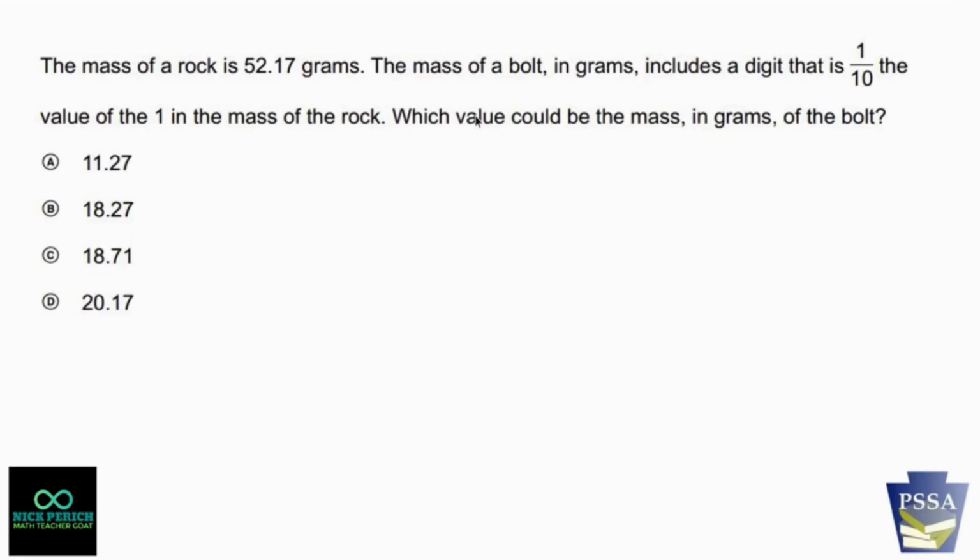Let's take a look at the rock's mass. The rock's mass is 52 and 1700ths. We need to take a look at the digits and the place values. 5 is in the tens place value. 2 is in the ones. 1 is in the tenths with a TH. 7 is in the hundredths with a TH.